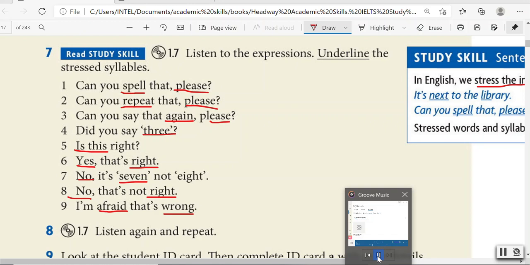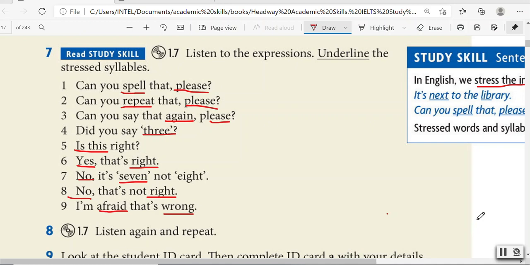1.7 1 Can you spell that, please? 2 Can you repeat that, please? 3 Can you say that again, please? 4 Did you say 3? 5 Is this right? 6 Yes, that's right. 7 No, it's 7, not 8. 8 No, that's not right. 9 I'm afraid that's wrong.